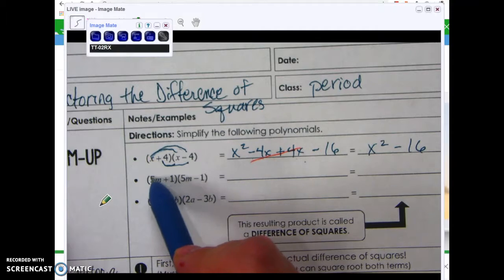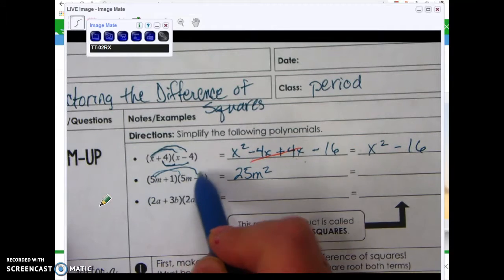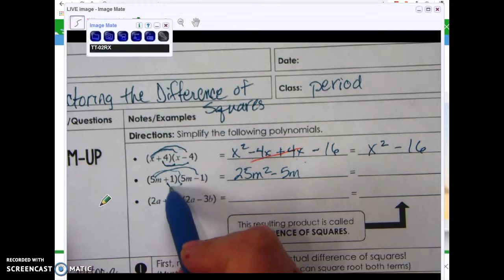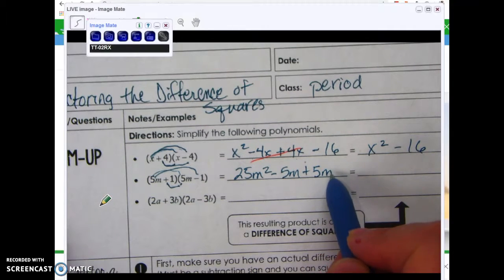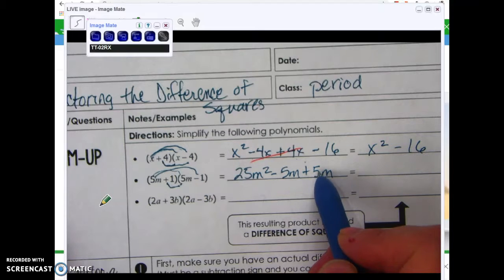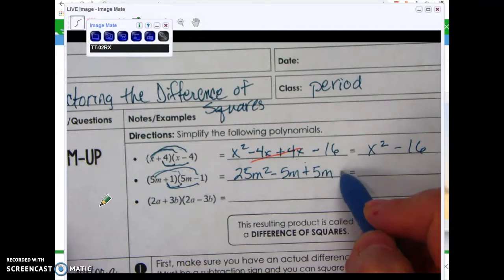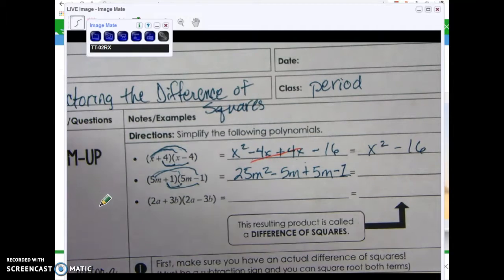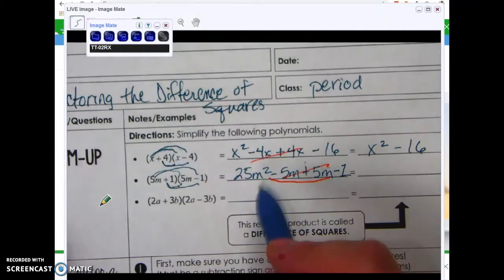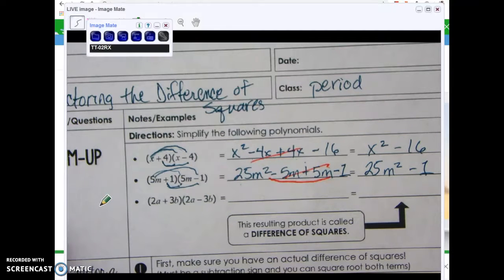If I look at the next one, 5m times 5m is 25m squared. Then 5m times negative 1 is minus 5m. Positive 1 times 5m is plus 5m. Notice again the difference of squares means we've got a positive and a negative, so we're subtracting out the middle terms. The last one, positive 1 times negative 1 is minus 1. Looking at our middle terms, positive 5m, negative 5m, they zero out. What are we left with? The first term and the last term: 25m squared minus 1.